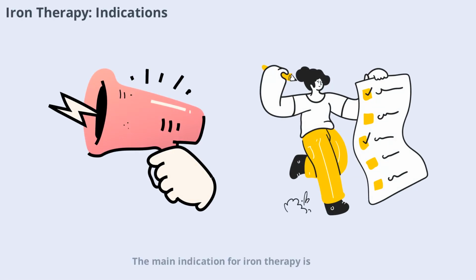The main indication for iron therapy is the treatment or prevention of iron deficiency anemia, characterized by pale, small red blood cells and specific laboratory findings. Oral iron is usually effective, but parenteral iron is preferred in cases of poor absorption, intolerance, or high requirements, such as in chronic kidney disease patients on hemodialysis.